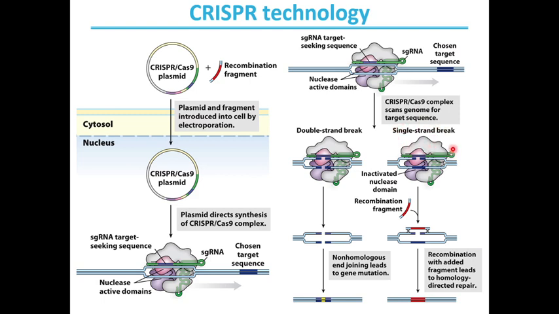Alternatively, if the Cas9 protein has a mutation where one of the nuclease domains is inactivated, it can only make a single strand break. And once a single strand break is made, the recombinant fragment comes into the picture. As you can see, the red portion of this recombinant fragment has nucleotides that are complementary to the nucleotides shown here in purple. Now, this can be utilized in many ways. If one decides to change nucleotides so that they can insert a mutation, that can be done.